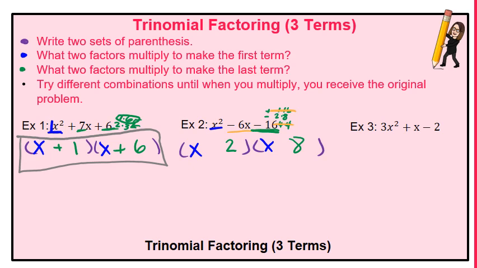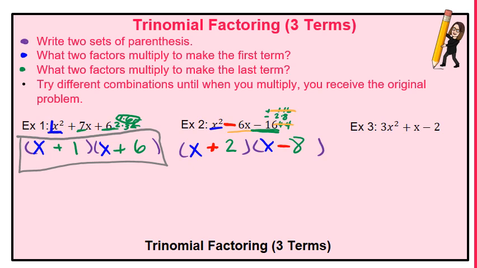But they need to be opposite signs, and I want a negative 6. Because this is negative, negative 8 plus 2 gets me to negative 6. Positive 2 times negative 8 gets me to that negative 16. So you're almost thinking about that multiplication just a little bit backwards each time.